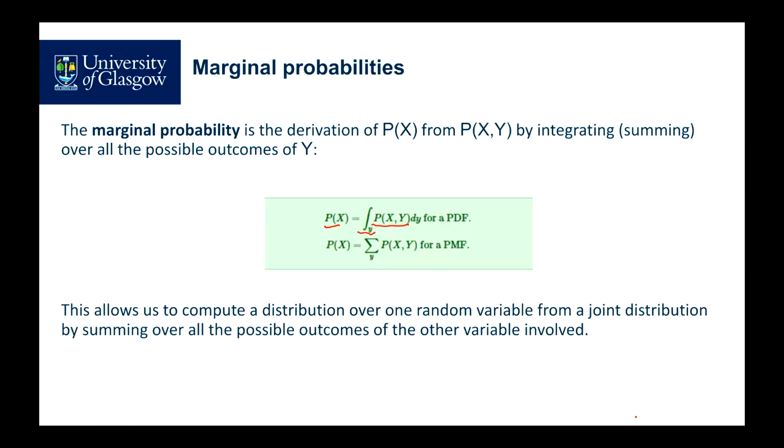And as we've seen before, in the case of a discrete distribution, we can replace this integral by a sum, and we have that the probability of x is equal to the sum over all values of y of the joint probability of x and y. Now this is extremely useful because it allows us to compute a distribution of one random variable from a joint distribution.